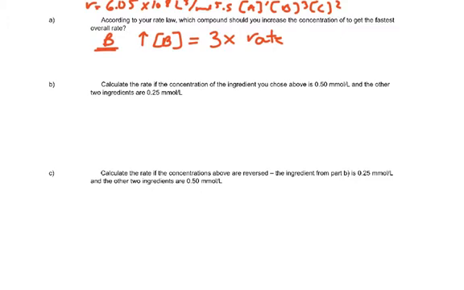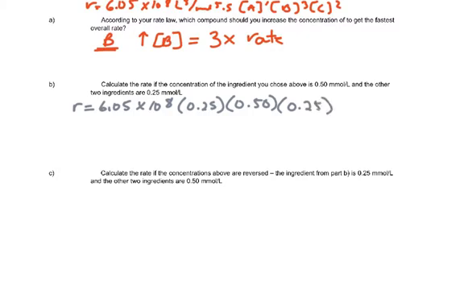In part B, it says calculate the rate if the concentration of the ingredient you chose above is 0.5 and the others are 0.25. All right, let's do some substituting. So R is equal to 6.05 times 10 to the 8. Let's just leave our units for now. The first one's going to be 0.25. The second one, the one we chose, is going to be 0.5. And then the last one is also 0.25. Let me put my exponents in before I forget them. There we go. All right, time to crunch some numbers. 1.18 times 10 to the 6 there for the rate, and my rate will be the same as the unit in the table, so millimoles per liter times seconds.